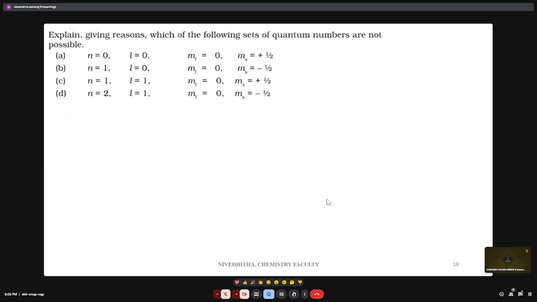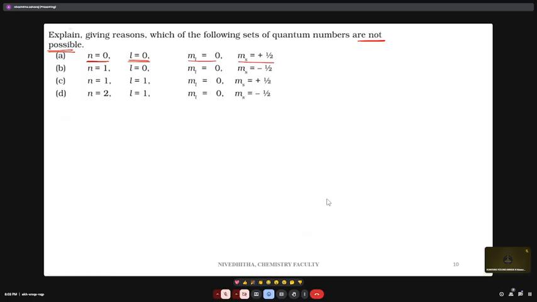Here is the question. Explain, giving reasons, which of the following sets of quantum numbers are not possible. We have to check which set is not possible. First one, I'll do it. Listen here. n is equal to 0, l is equal to 0, m, that is the magnetic quantum number, is 0, spin quantum number is plus half. We have to tell whether this set is possible or not.